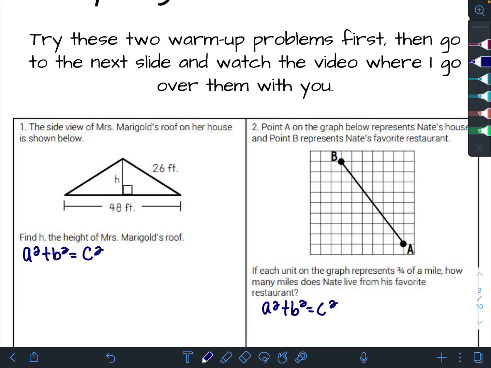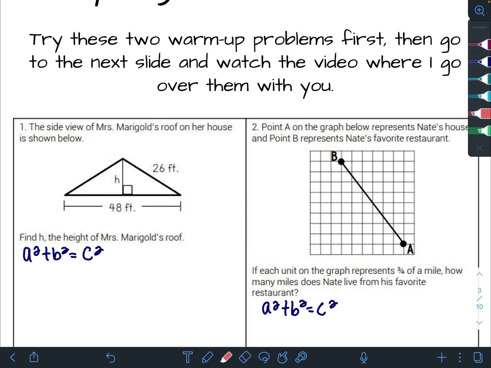We're going to look at Pythagorean Theorem and finding the missing side of a right triangle, or proving that if we are given three sides, if it would make a right triangle. So the side view of Miss Marigold's roof on her house is shown below. Find the height of Miss Marigold's roof.